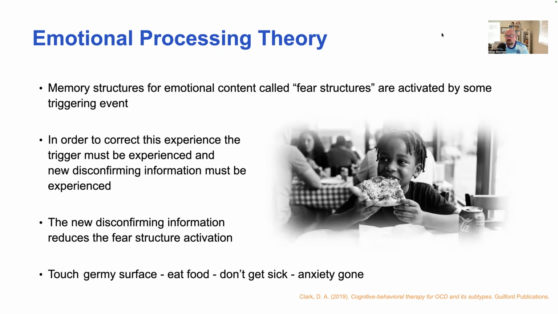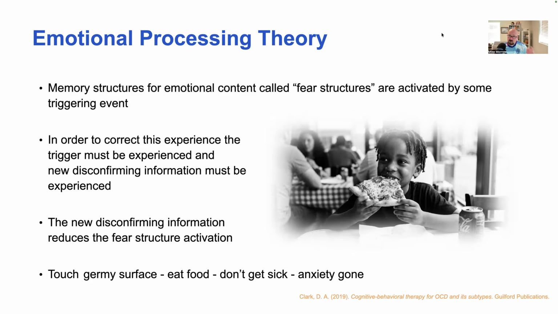So, first theory is emotional processing theory. This is sort of the classic theory. Memory structures for emotional content, called fear structures, are activated by some triggering event. So, what that means is we have some event that occurs that would trigger our fear. Now, let's say it's objectively safe to the general population, but we are interpreting that as having danger. It lights up our fear structures, lights up our sort of ideas of how to behave during a moment of fear.